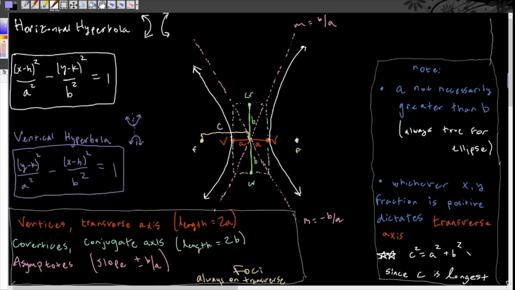And now we have a different formula. It used to be a squared equals b squared plus c squared, but now it's c squared equals a squared plus b squared. c, the focal length, is now the largest number of the three.